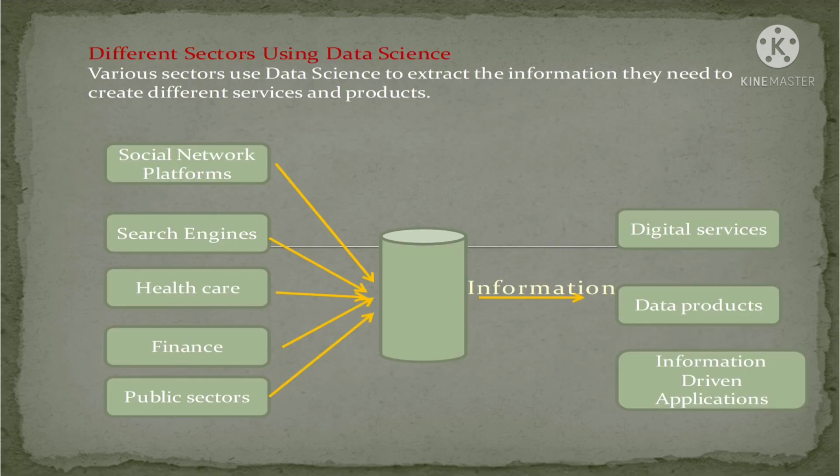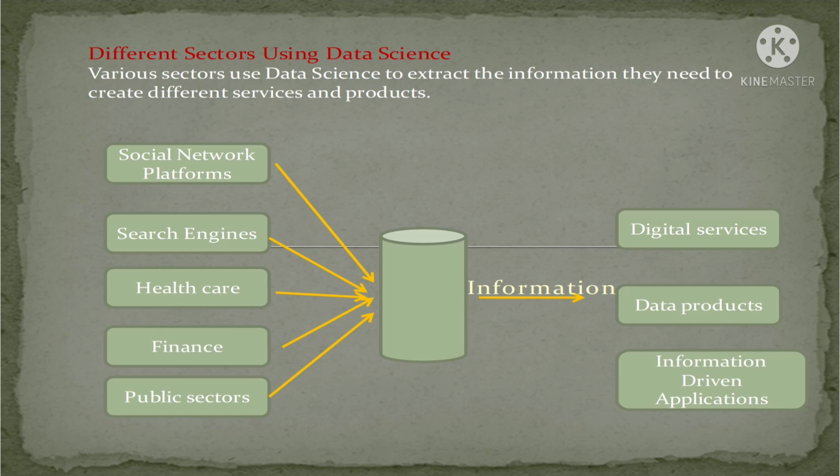Here are the different sectors of using data science. We can use data science in various sectors: social network platforms, search engines, healthcare, finance, and public sectors. All data we store in the database server, then we analyze the data, then we get the information, and the information we use for digital services, data products, and information-driven applications.